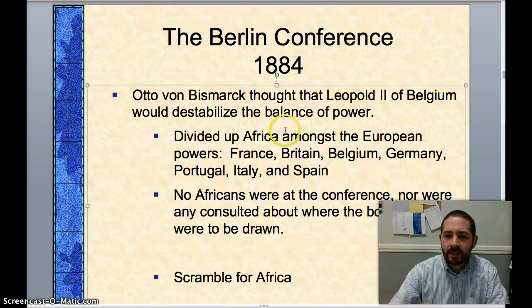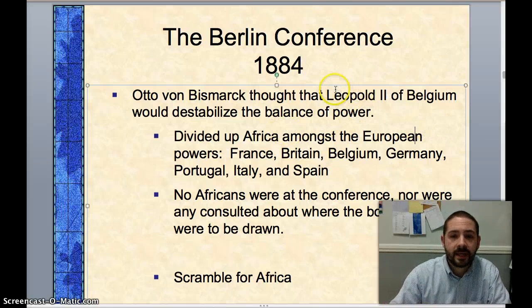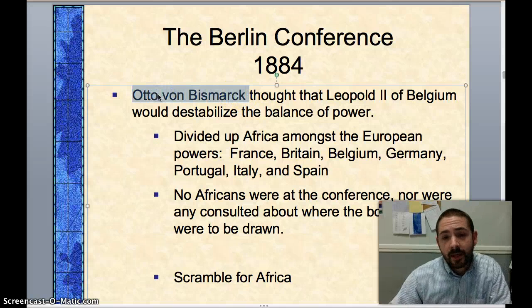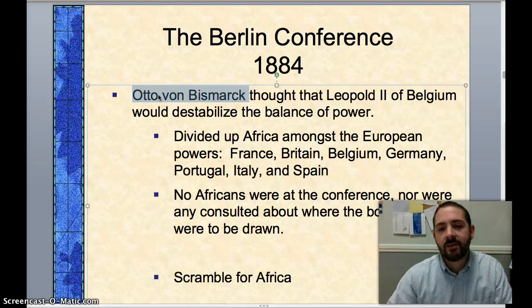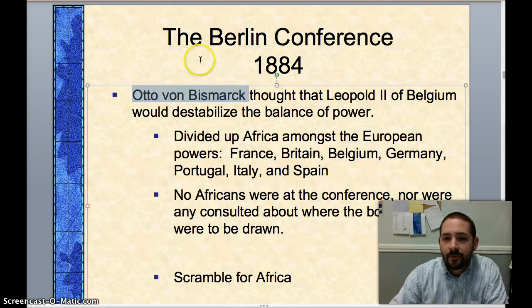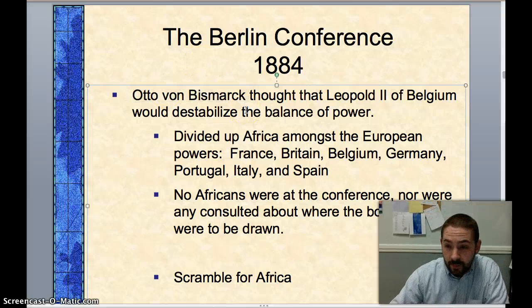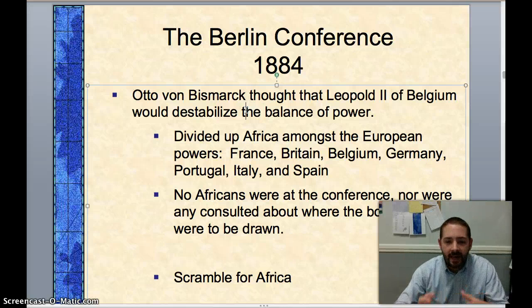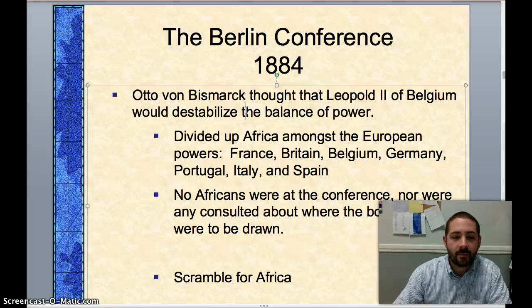So he sets up this colony, and one of the people who he upsets is Otto von Bismarck. You'll remember him from the unification of Germany, right, in 1871. So in 1884, they host in Berlin the Berlin Conference. And at this meeting, they establish sort of the rules of the game. How can we then divide up Africa? And we set up the rules and who gets what territory.